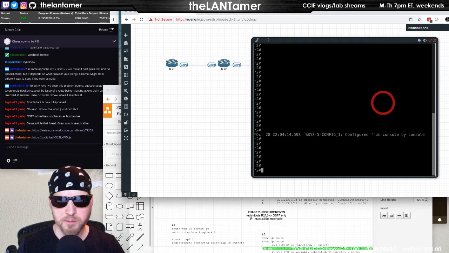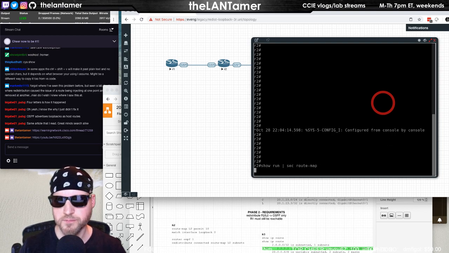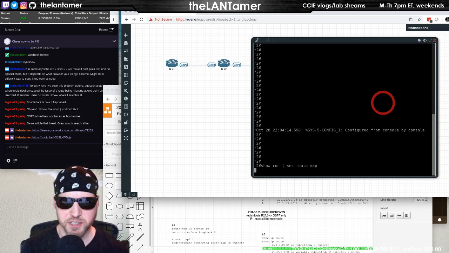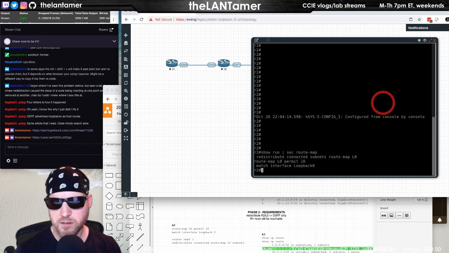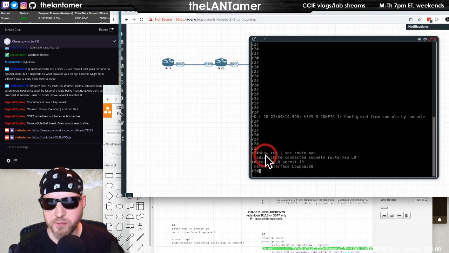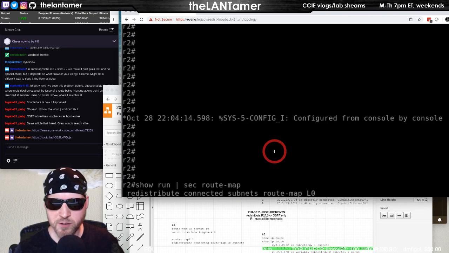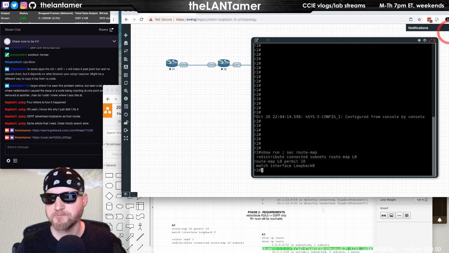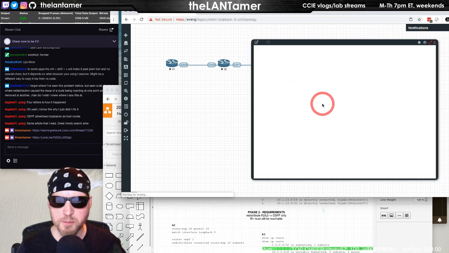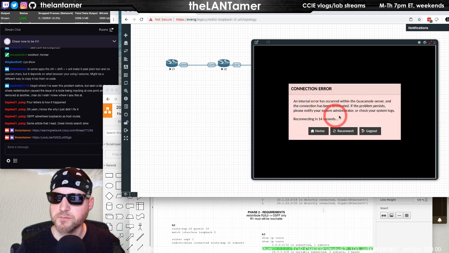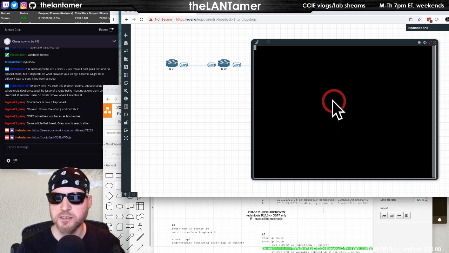So, we created a route map. Route map L0 permit, match interface loopback 0. And then we have an OSPF redistribute connected subnets route-map L0. So, on router 3, let's look at our requirements, see if our requirements are met. Oh, come on, lab, don't do this to me now.